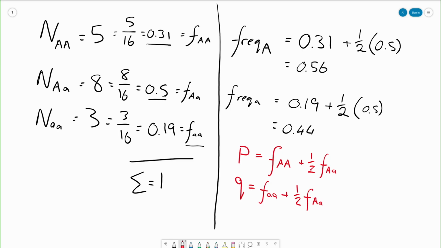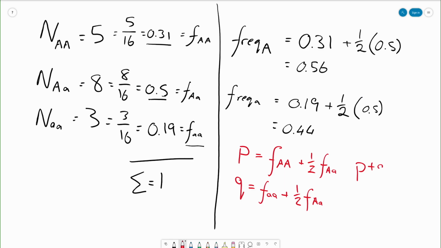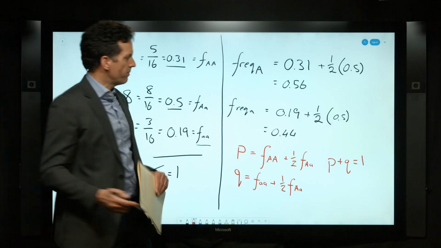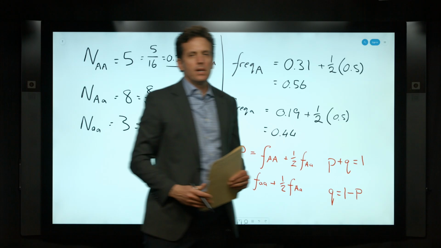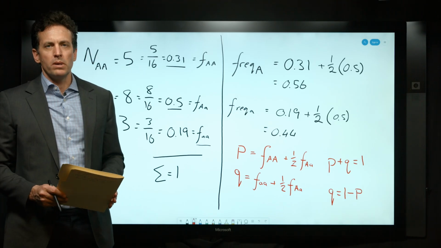And as we saw in the example above, P plus Q is equal to 1. And this becomes very useful because sometimes we just have one allele frequency. Of course, if we know P, then we know that Q is going to be equal to 1 minus P, and we can immediately compute the Q frequency once we know P.